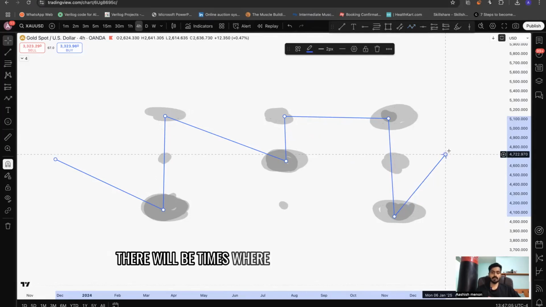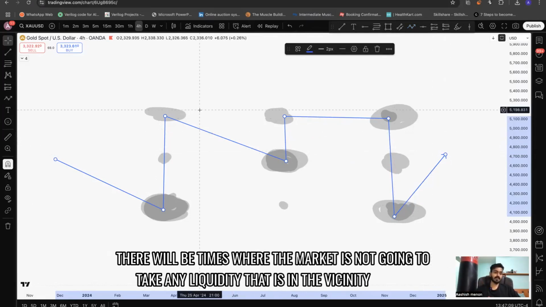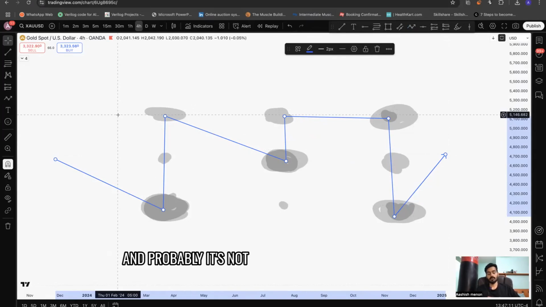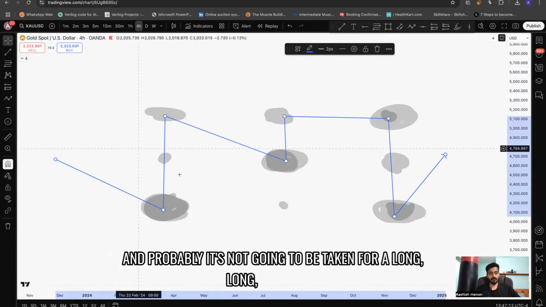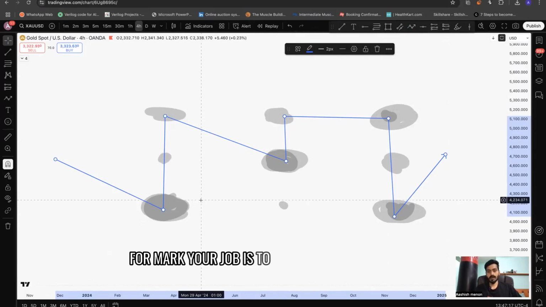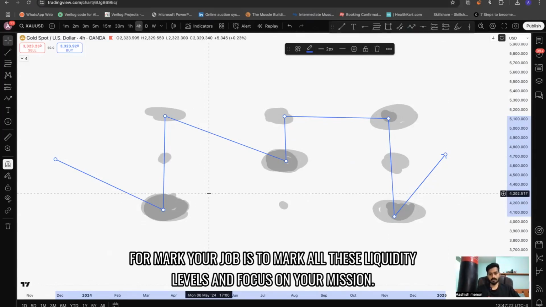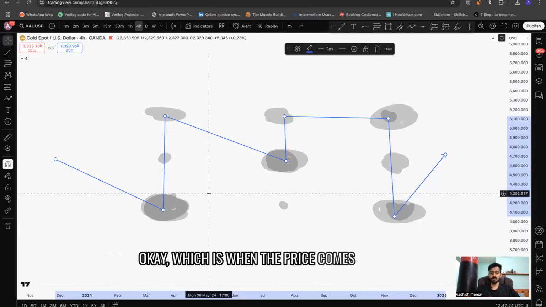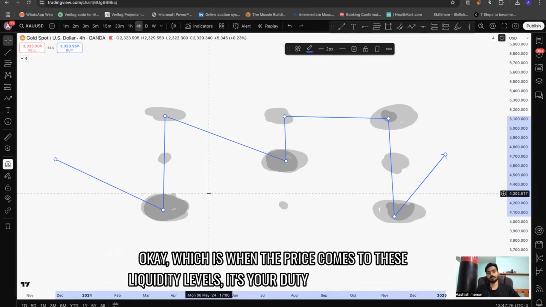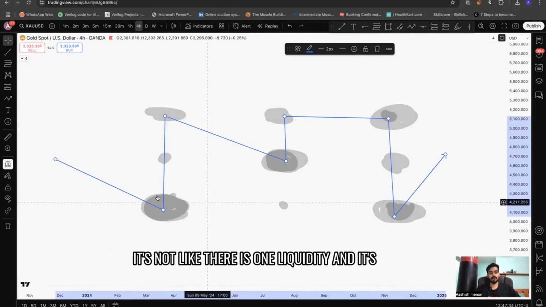There will be times where the market is not going to take any liquidity that is in the vicinity at all. And probably it's not going to be taken for a long time. Just ignore those. Your job is to mark all these liquidity levels and focus on your mission. Which is when the price comes to these liquidity levels, it's your duty to use your entry models and look for entries. If it doesn't happen, it doesn't happen. It's not like there is one liquidity and it's never going to come back.